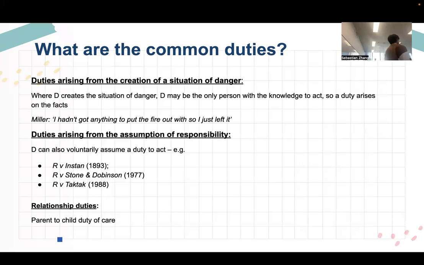Things would be a little bit different, wouldn't they, if it's two adults over there, and one adult decided to just sit in the car and do nothing and suffocate to death? Then there wouldn't be any duty to act.